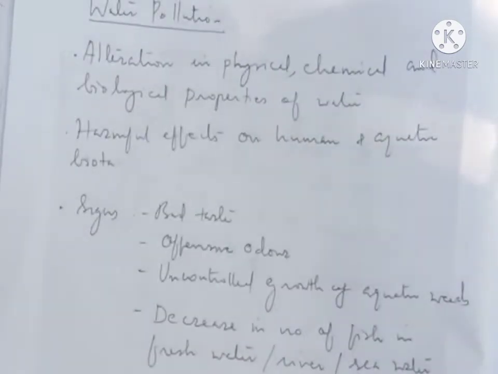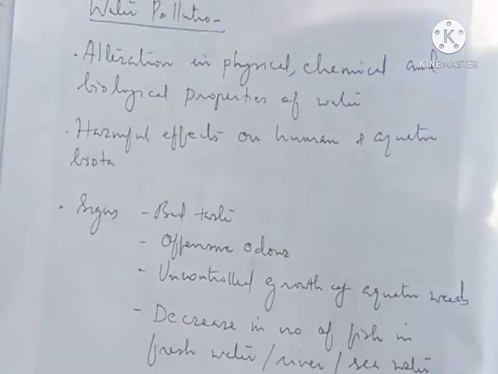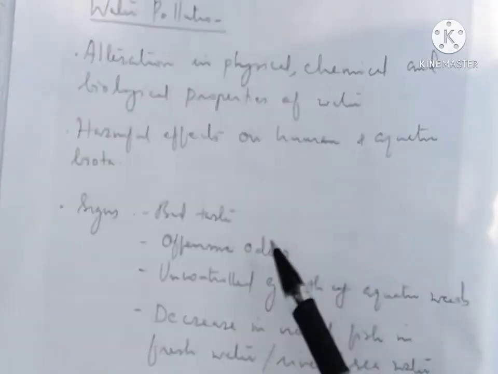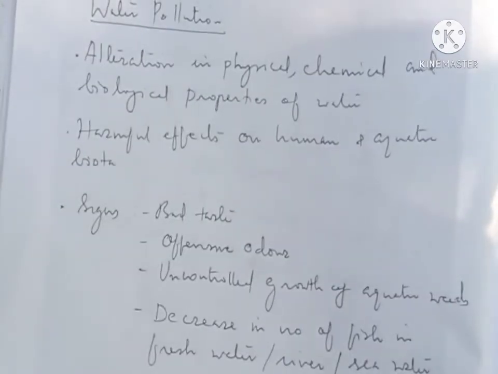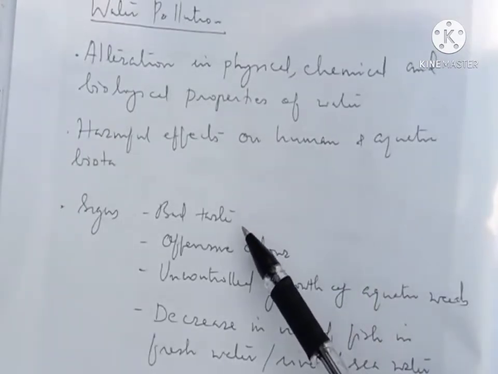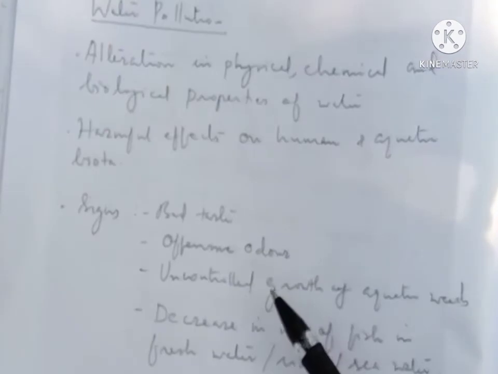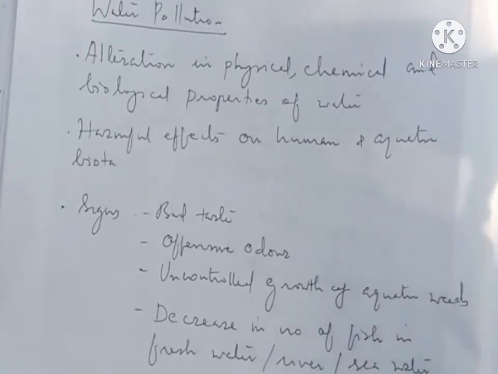So what are the signs of water pollution? We can detect water pollution from these signs, that is, bad taste of water. If we determine the quality of drinking water from bad taste, we can identify the pollution. Then normally an offensive odor comes from polluted water.